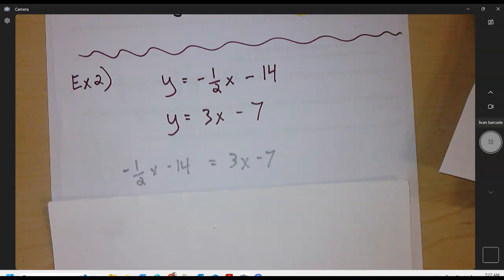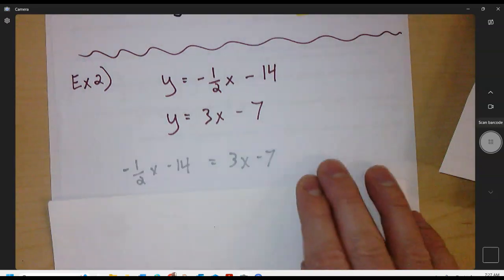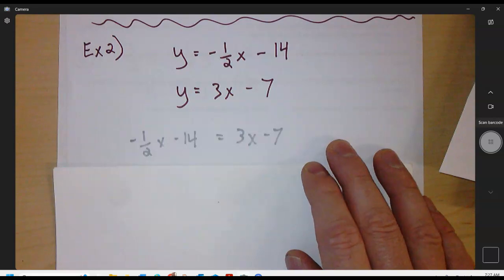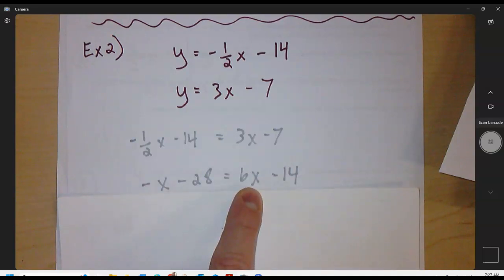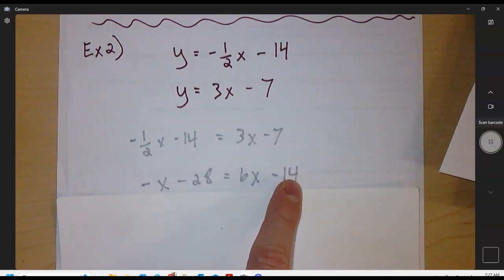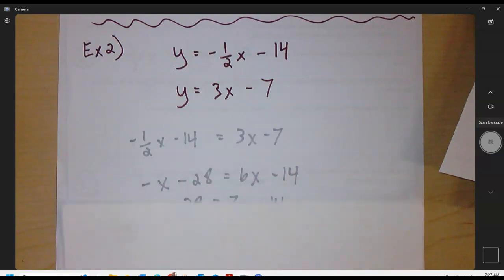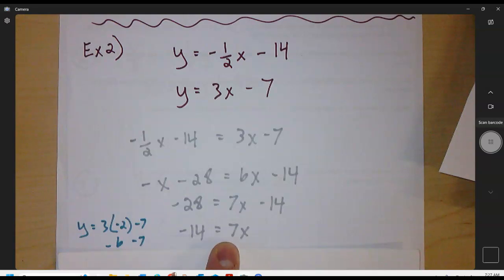Okay, this kind of looks like something we just tested on. Let's clear some fractions. I'm going to multiply everything by 2, right? Common denominator. And it looks like this. No more fractions. Love it. Every single thing, both sides of the equation, by 2. Now I'll add the x to the other side, 7x. I'll add 14, because I'm minus 14, to the other side. And I'll get negative 14 equals 7x. I'll divide by 7 to get x by itself. And x is negative 2.